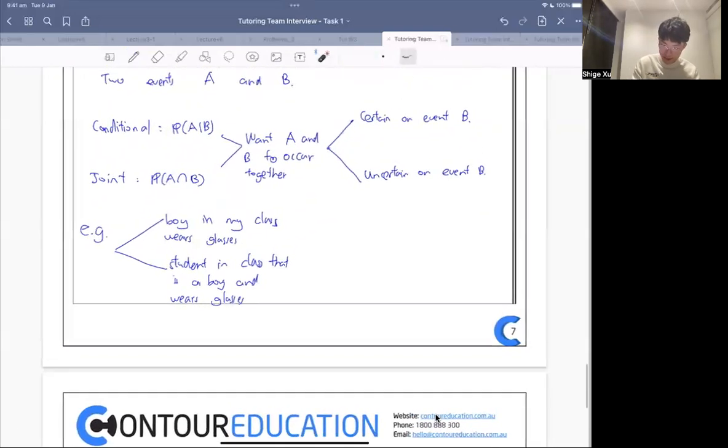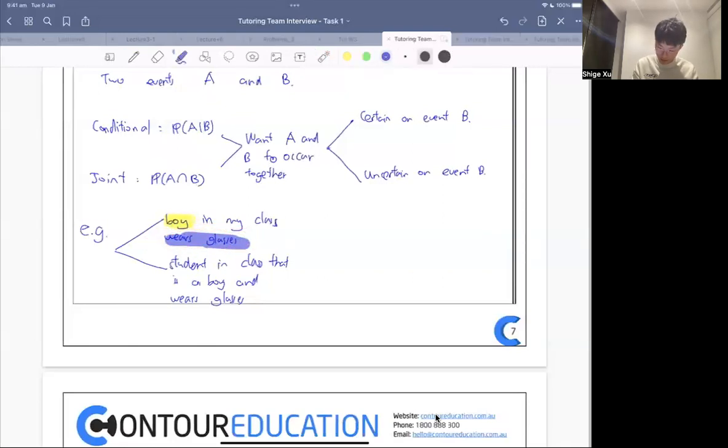So let's analyze the components in each segment. A boy in my class wears glasses. What's the certain event? A boy. We already know that this is a boy. What's the event we are looking for? Wears glasses. That's the event we are looking for. So we are certain it is a boy, but we are unsure if he wears glasses.